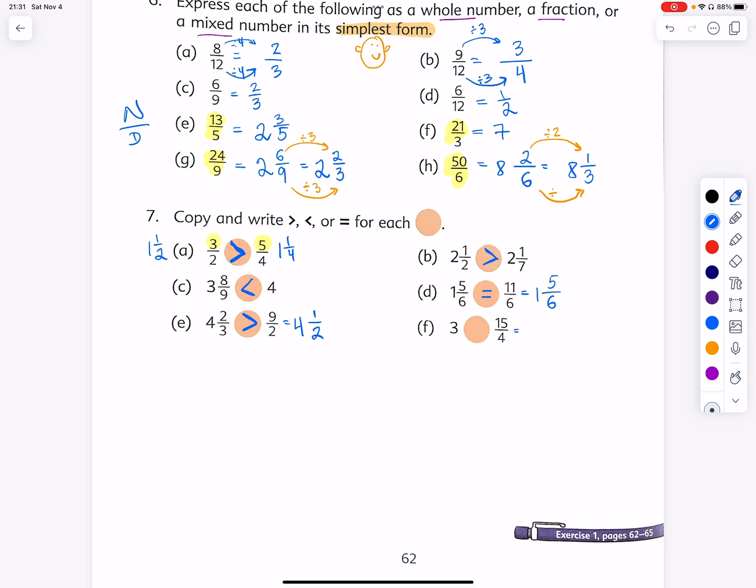Well, let's convert. 4 goes into 15 3 times, and the remainder is, 3 times 4 is 12, the remaining is 3/4. Of course, 3 and 3/4 is larger than just 3. I hope you found this lesson useful. I went through every example just to look back and review grade 4.